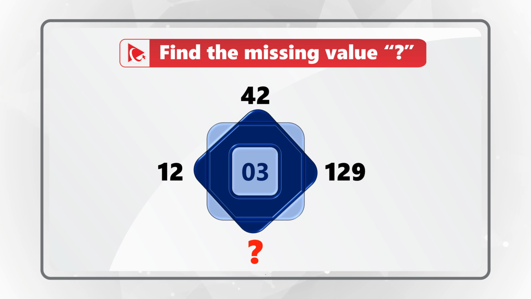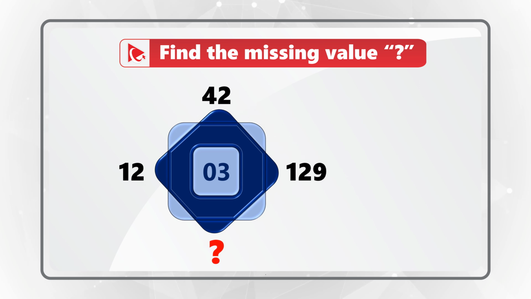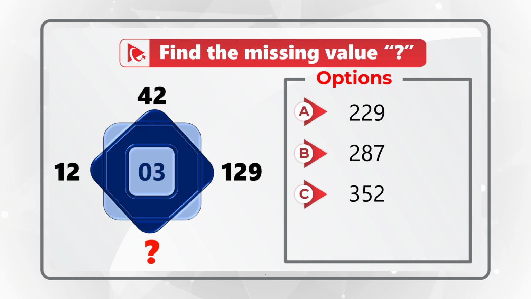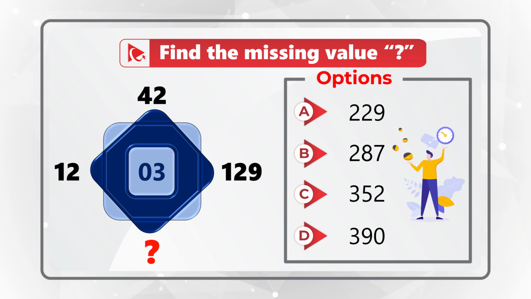Take a close look to see if you can find the missing value. The missing value is represented by the question mark in a shape that contains numbers around the shape as well as one number inside. The numbers you see are 12, 42, 129, and then there is a number 3 in the middle. You have 4 different choices to choose from. Choice A, 229. Choice B, 287. Choice C, 352. And then choice D, 390. Take a close look to see if you can recognize the pattern and solve this challenge.